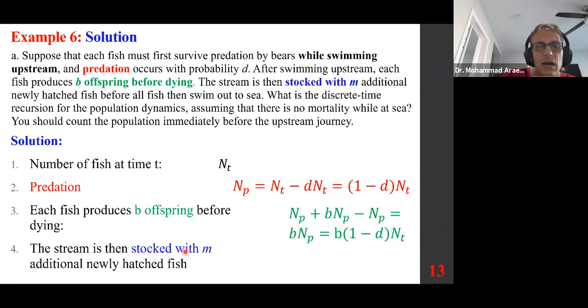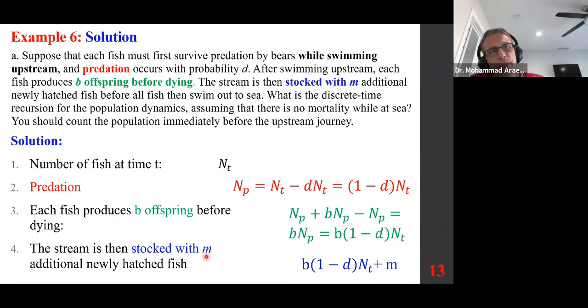We're going to add, how many? M. So this is part A. We are adding this many, okay? We are adding this many.